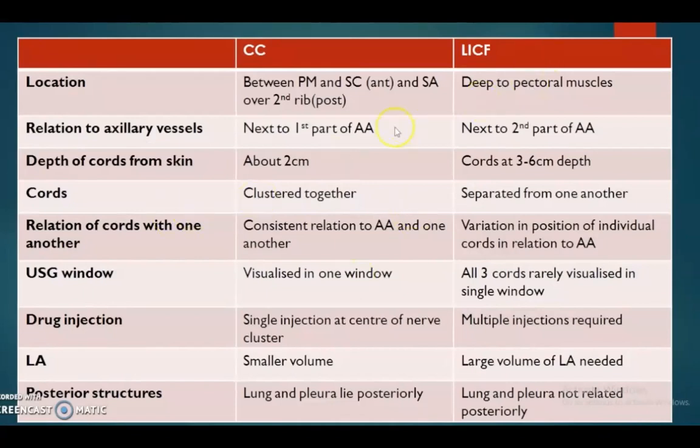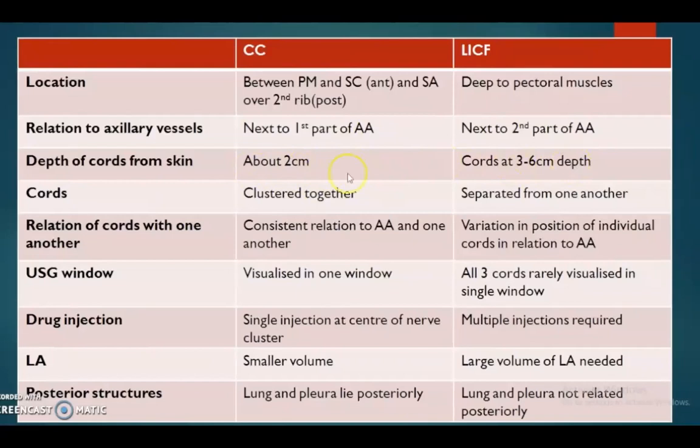In the costoclavicular fossa, the cords are related to the first part of the axillary artery, whereas in the LICF, they are related to the second part of the axillary artery. In the costoclavicular space, the cords are only about 2 cm from the skin, whereas in the LICF, they are at a depth of 3 to 6 centimeters from the skin.